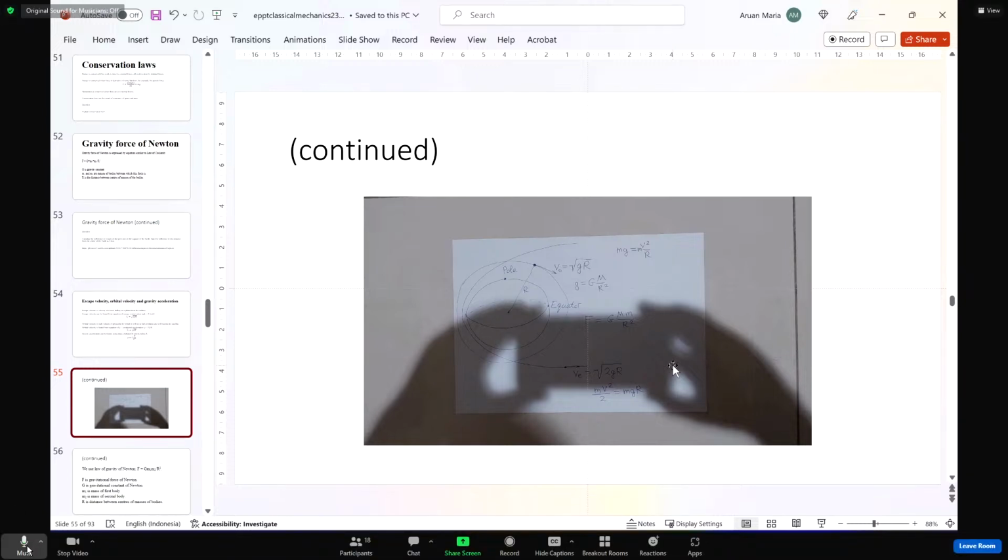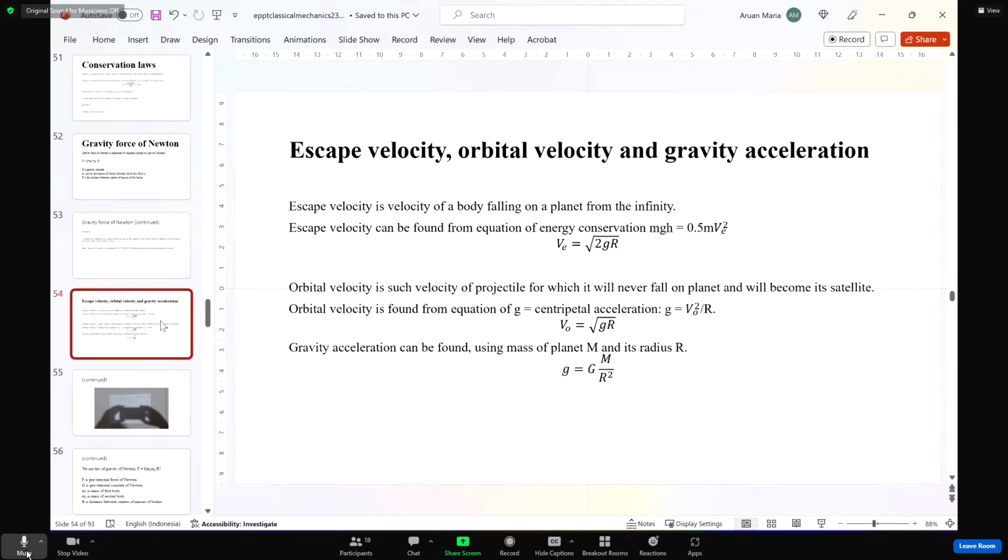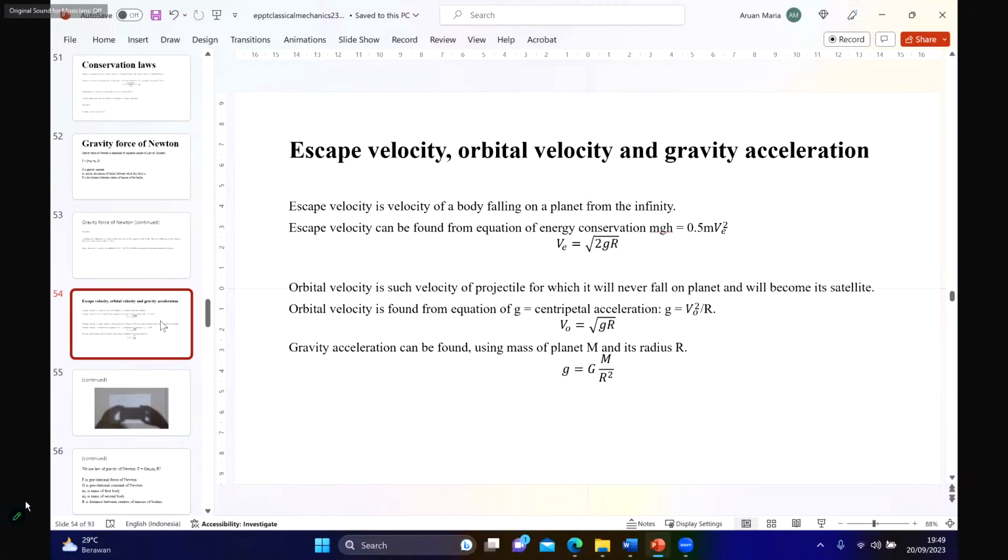Yeah. It can be the same for the moon. Just plug in the radius of the moon and the mass of the moon. The mass of the moon is approximately 6 times smaller than the Earth's, and the radius is also about 6 times smaller than the Earth's. So the gravity acceleration on the moon is approximately 6 times smaller than on the Earth.